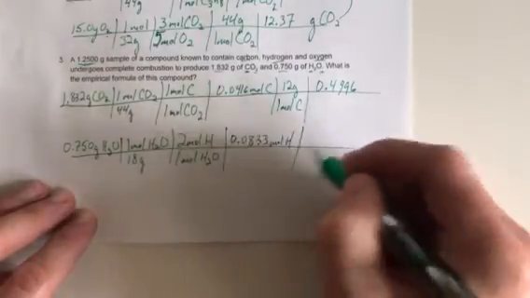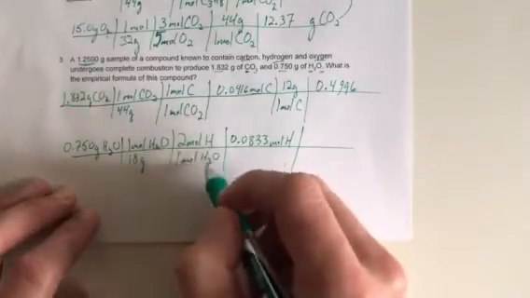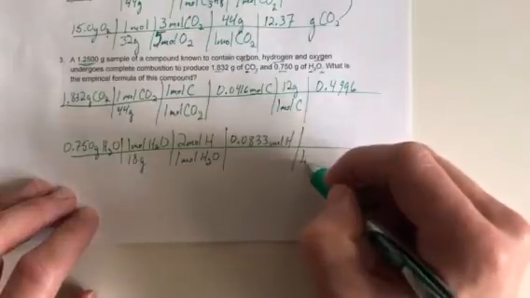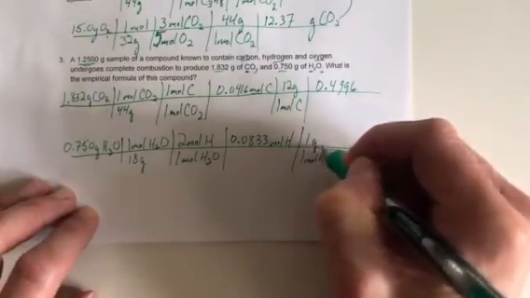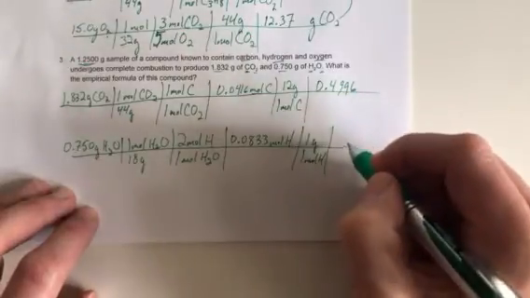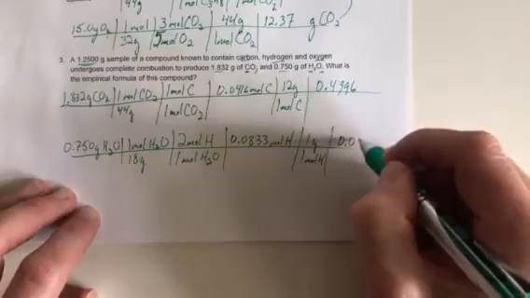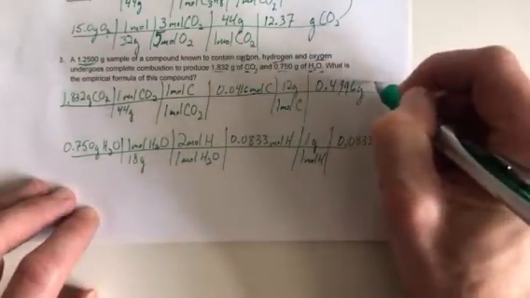Again, we need to get it to grams of hydrogen. Now, notice that this is just hydrogen. This is not H2 at this point. This is just H. So 1 mole of H has a mass of 1 gram. So our mass of hydrogen is 0.0833 grams. I'm sorry, this is grams of carbon. This is grams of hydrogen.